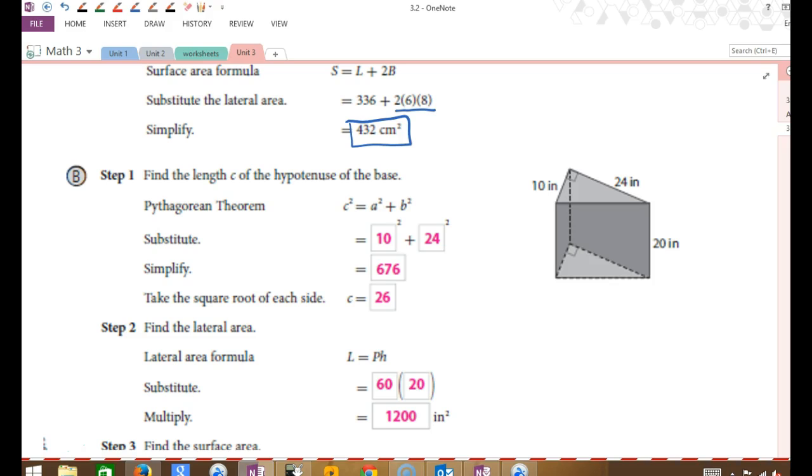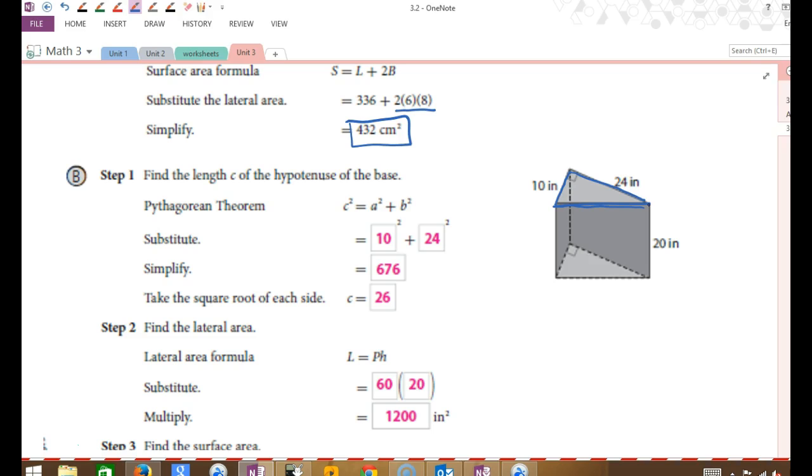Triangular prism. Okay, notice on this question, I'm not going to go through all of this, but notice they have our triangle, right? They have a base of 10, a height of 24. What's missing? That hypotenuse, okay? So this is something that they're totally going to throw at you. You're going to have to find that third side of the triangle.